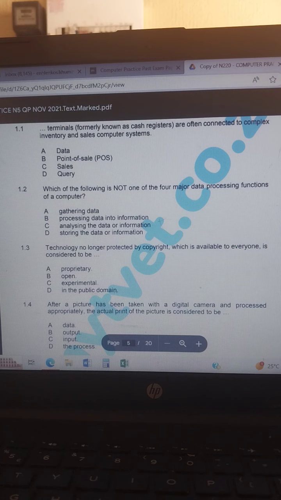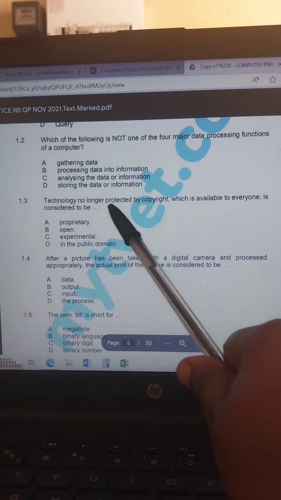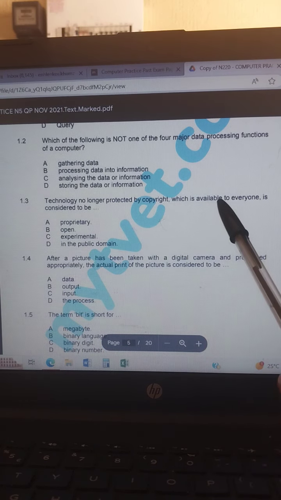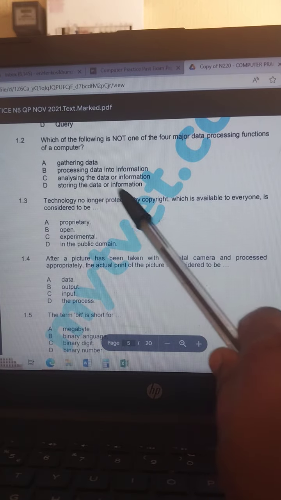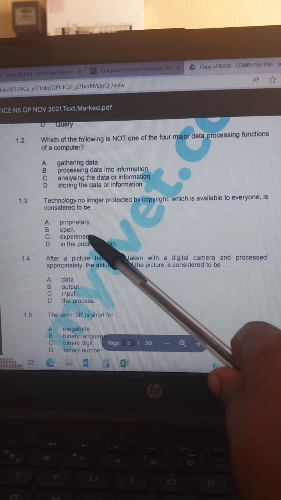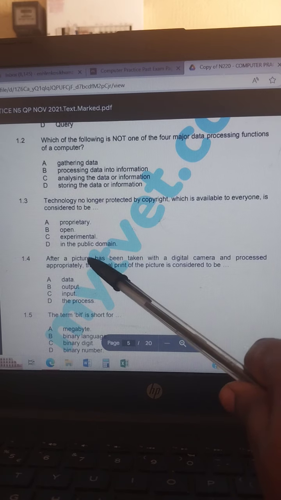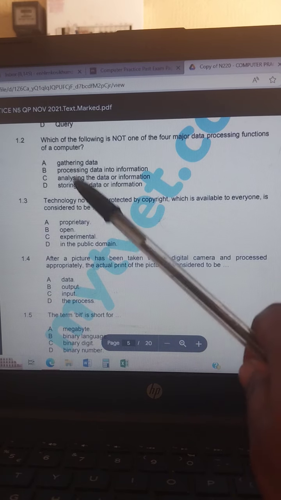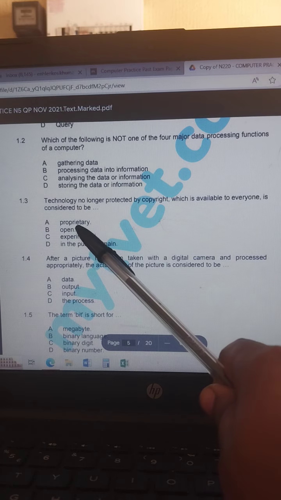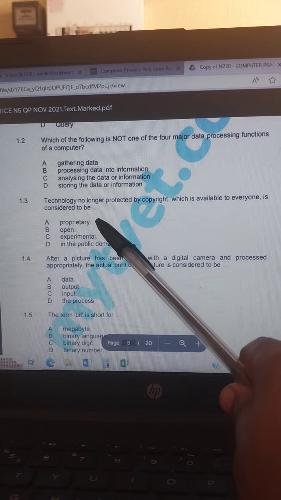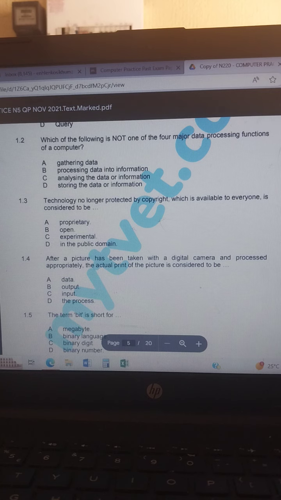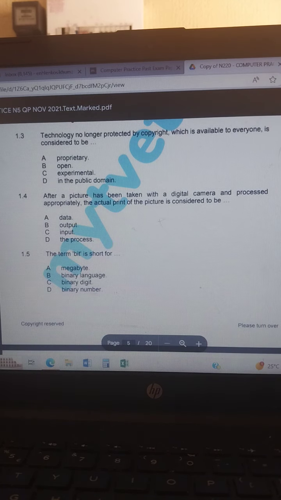Then let's go to number three. Technology no longer protected by copyright, which is available to everyone, is considered to be A, proprietary, B, open, C, experimentally, D, in the public domain. So our answer here is A, proprietary. It's our answer.